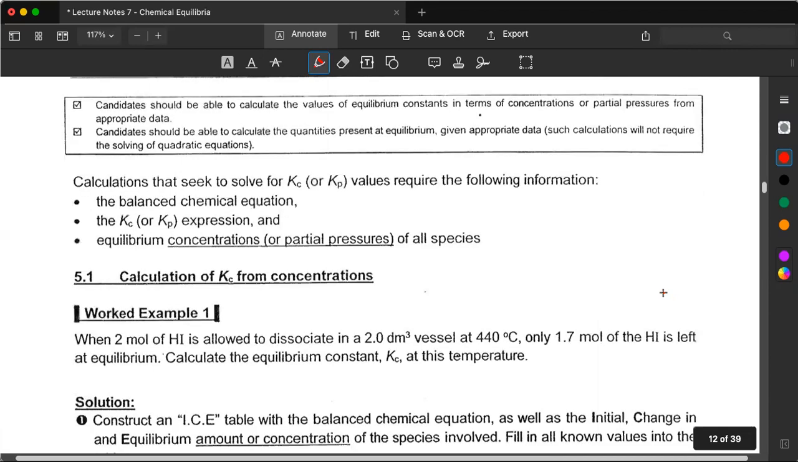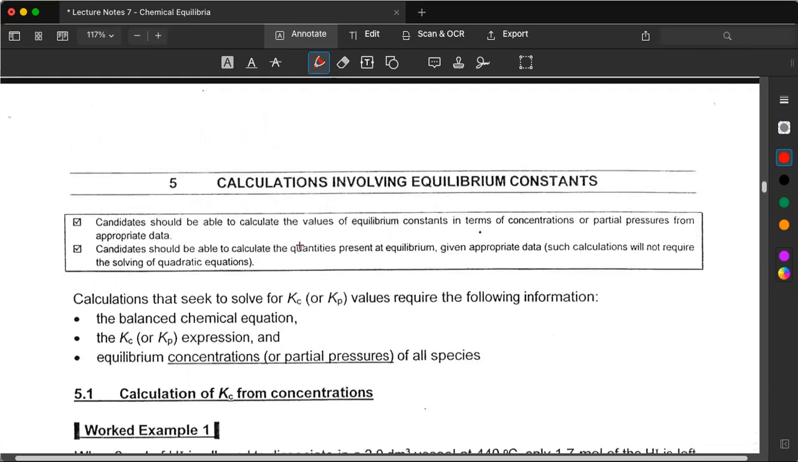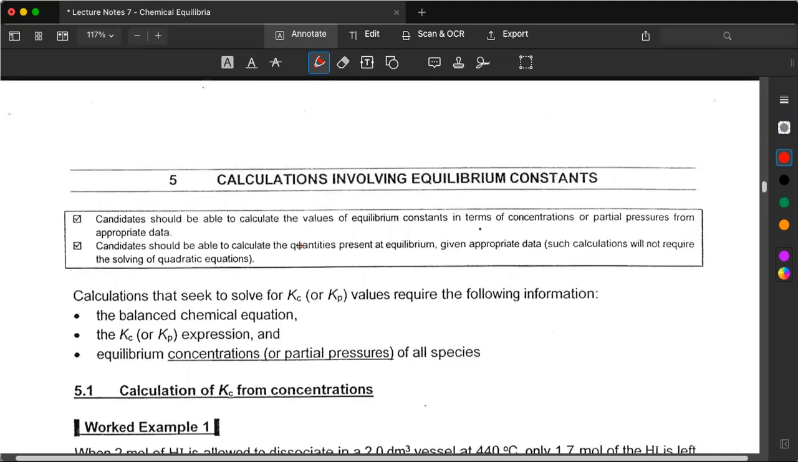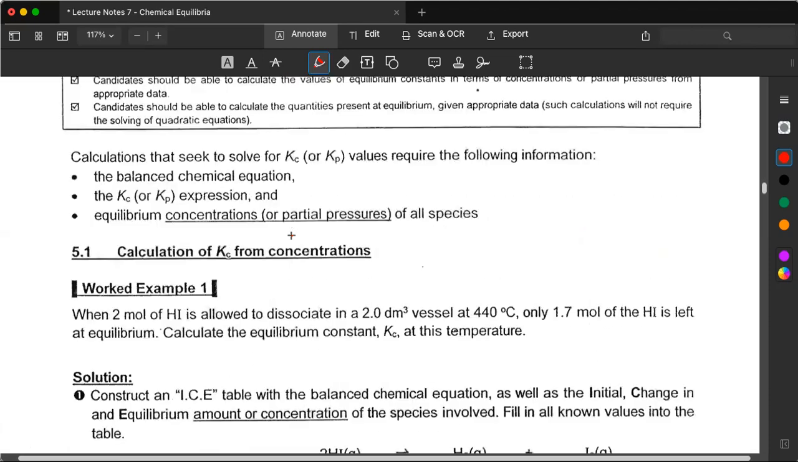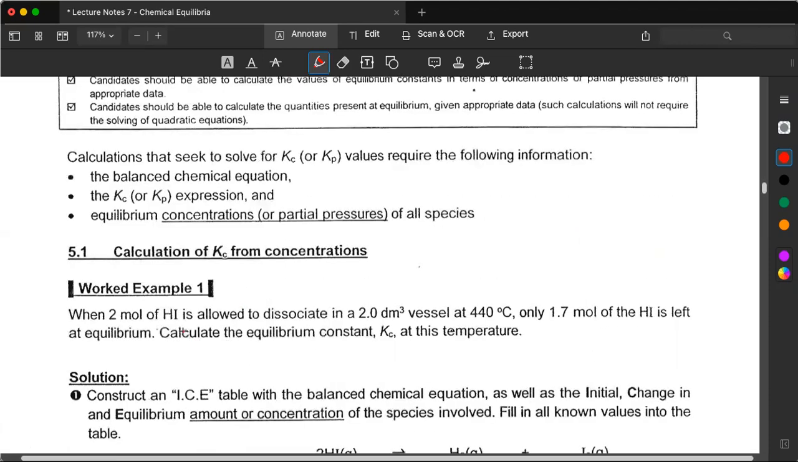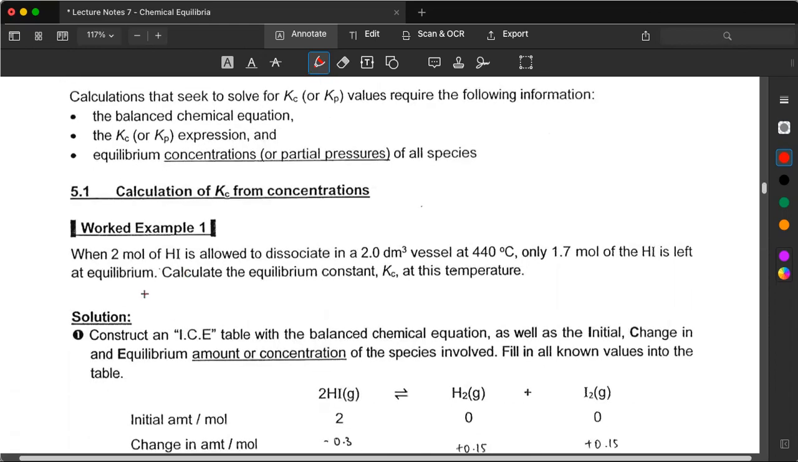Okay, let's do some calculations involving the equilibrium constant. So let's look at this example. When you have 2 mole of HI dissociating in a 2 dm cube vessel at 440 degrees Celsius, you have only 1.7 mole of HI left. Calculate the Kc. Okay, fine. That is a standard way of doing it. So I'm going to teach you this strategy. It's called the ICE method. I stands for initial, change, and equilibrium.